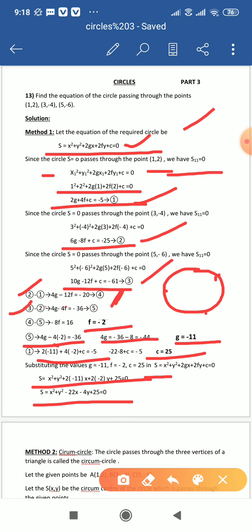Very important. You must practice so many times. This is very important for 7 marks in our IPE.